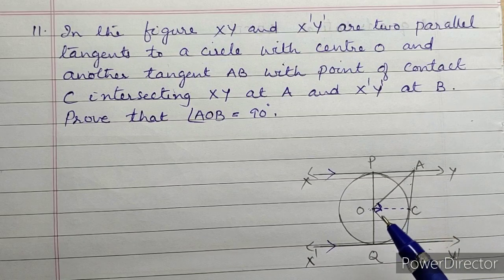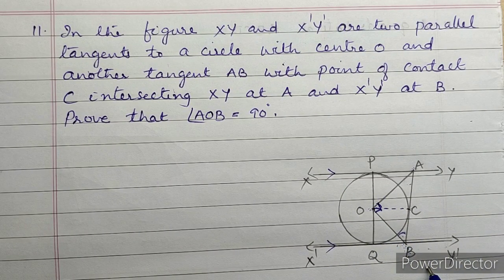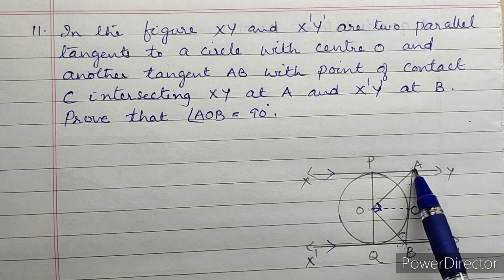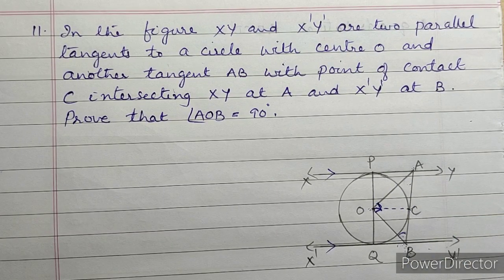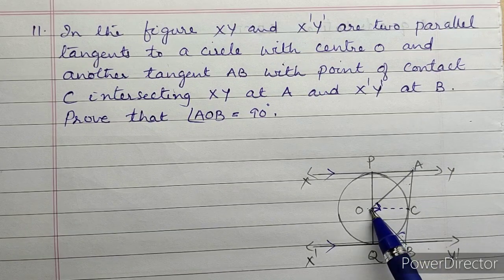So the data, what will you write? XY and X dash Y dash are parallel lines, parallel tangents. AB is the third tangent which is intersecting XY and X dash Y dash at A and B respectively. O is the center of the circle.